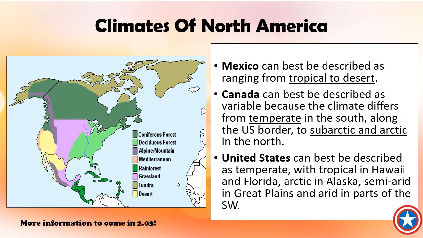North America has a number of climates depending on your latitude. Mexico, which is on the southern latitudes of North America, can best be described as ranging from tropical to desert climates. Moving further north in latitude, the United States can best be described as temperate, with tropical climates in Hawaii and Florida, an Arctic climate in Alaska, a semi-arid climate in the Great Plains, and an arid climate in parts of the Southwest.